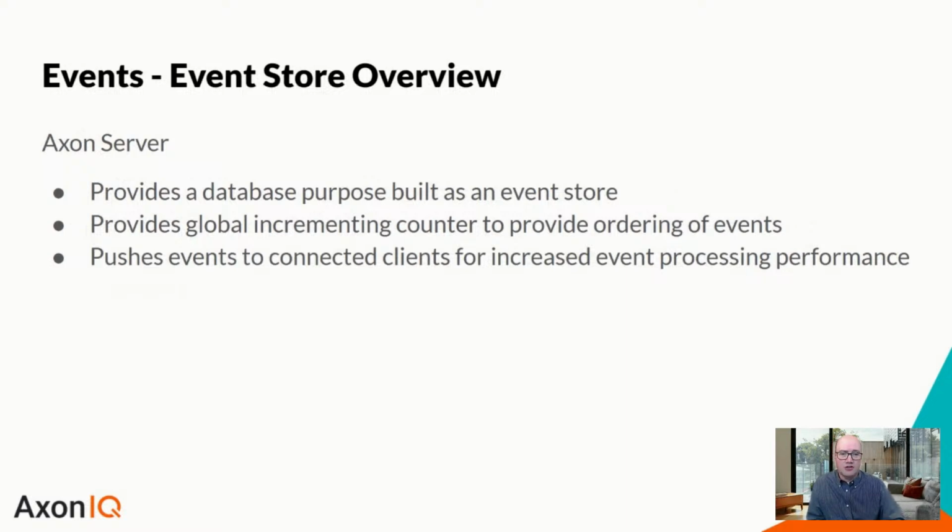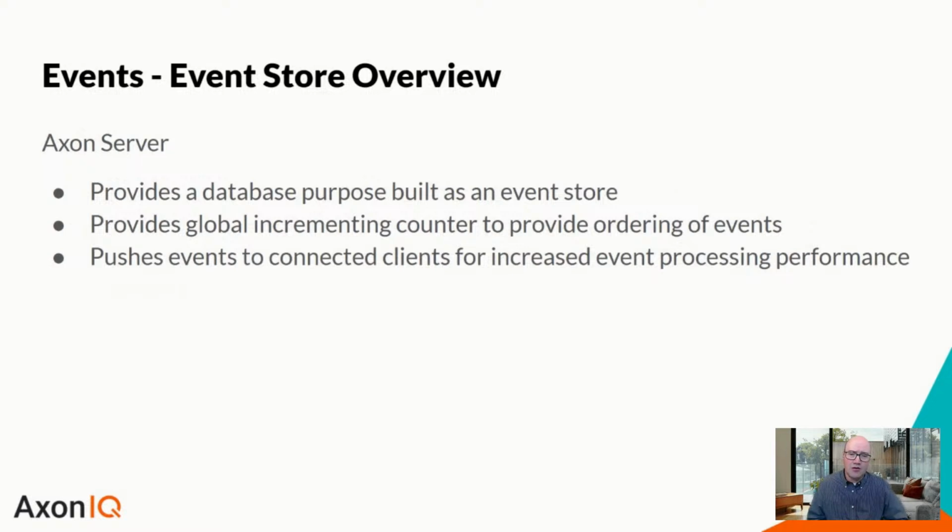The two products we're talking about here today: Axon Server provides a database purpose-built as an event store as part of the product. One of the big things that it also has that works very nicely is a global incrementing counter to know where in your event stream a given event is. And it gives a consistent ordering of events for everybody who would be reading them. They're going to get it in the same manner every time.